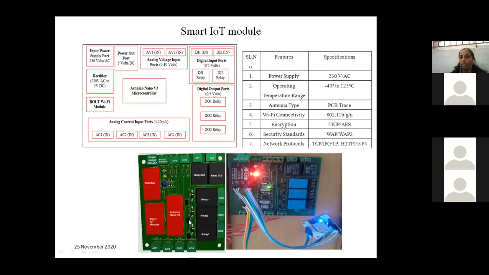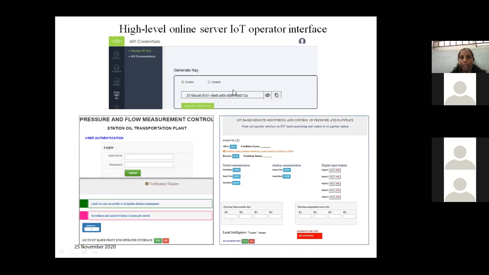These are the basic things that you require: how to use your Arduino, how the serial monitor is used, and how the data is transmitted. Then you are going to transmit through a Bolt IoT module at the front end of your PC. So what are the credentials that you need? Look into it. It's a high-level online IoT operator interface. For each individual Bolt IoT module, you'll have separate API keys.